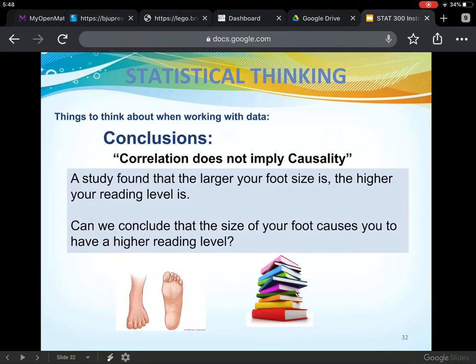Here's another one. A study found that the larger your foot size is, the higher your reading level is. Well, can we conclude that the size of your foot causes you to have a higher reading level? No, there's something else. There's another variable at play, and it's maturing, right? As a child matures, that maturity and education allows him to read better, not just because his foot's getting bigger. So there could be a correlation between the two, but that doesn't mean there is a causal relationship. One doesn't cause the other.